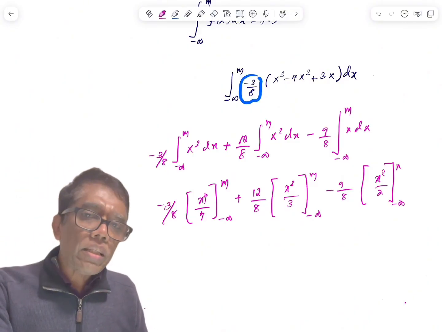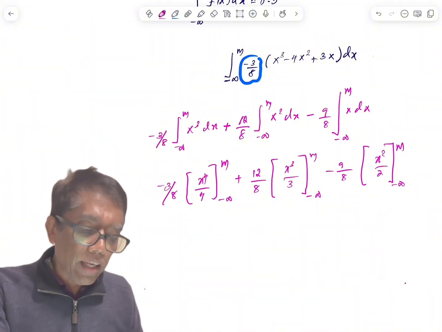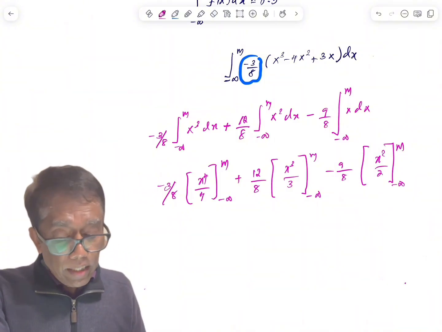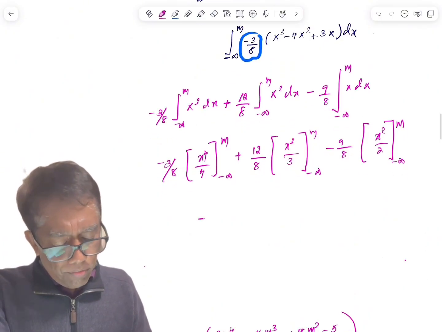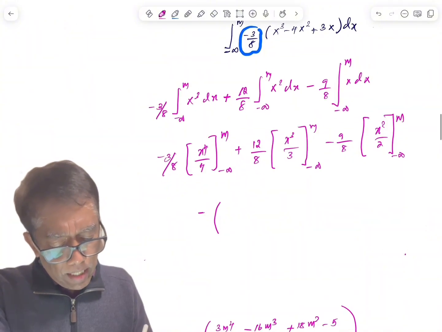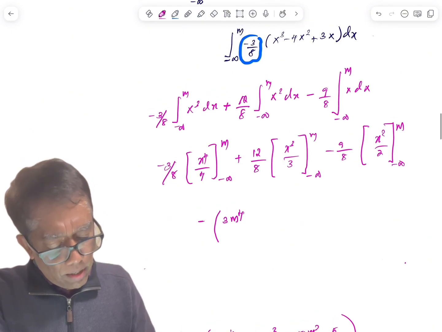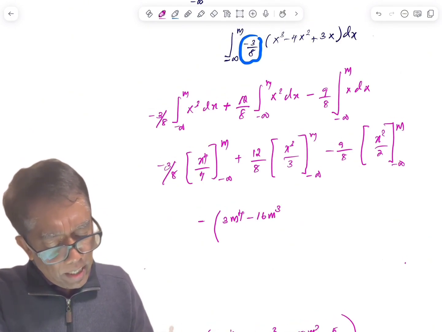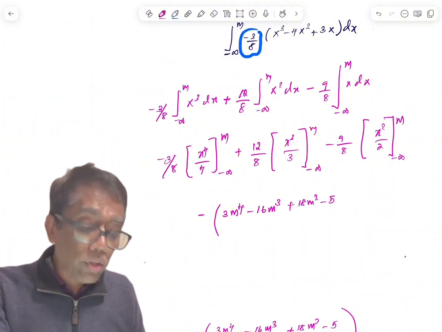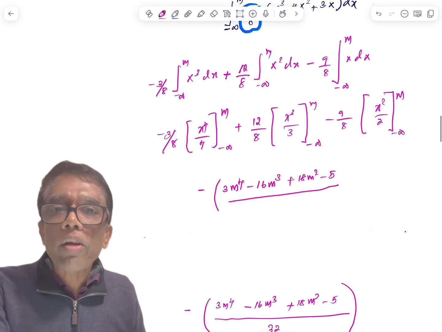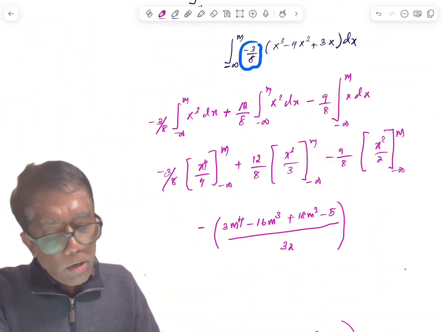Now, if we substitute the upper limit and the lower limit, you can simplify it to, I'll write it down, (3m^4 minus 16m^3 plus 18m^2 minus 5) divided by 32. However, now we have to equate this expression to 0.5 and solve.